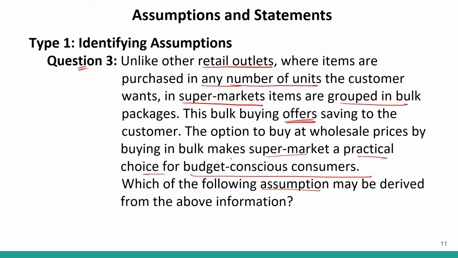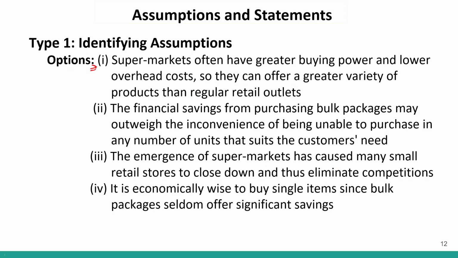Now let us look at the options. Option number 1 says supermarkets often have greater buying power and lower overhead costs, so they can offer a greater variety of products than regular retail outlets. Now, when you look at the statement, it looks correct. But in comparison to the original statement, it was not mentioned as to why the pricing of supermarkets is lower. What is the reason behind the offers that the supermarkets provide? To say that they have greater buying power and lower overhead cost, we cannot assume this based on the statement. This may or may not be correct.